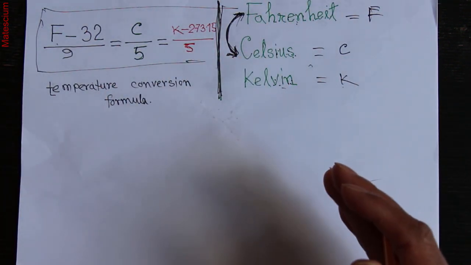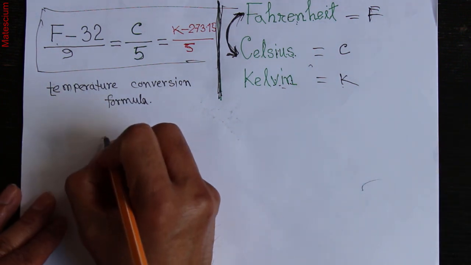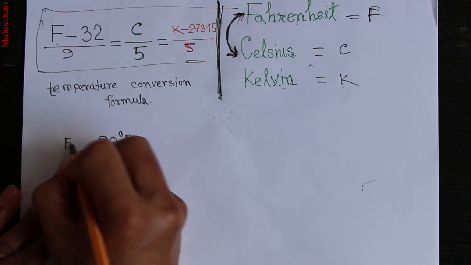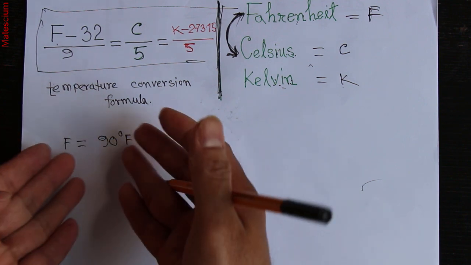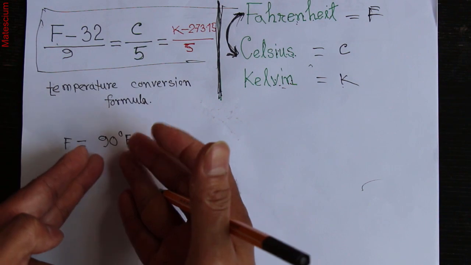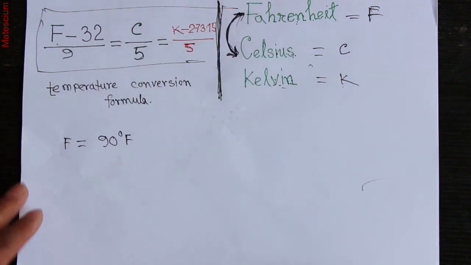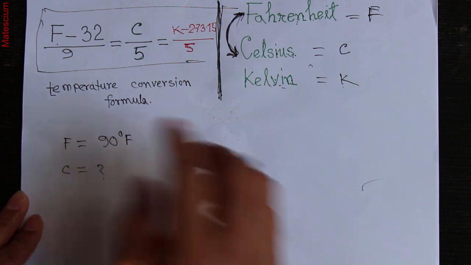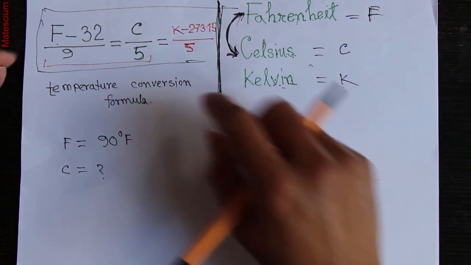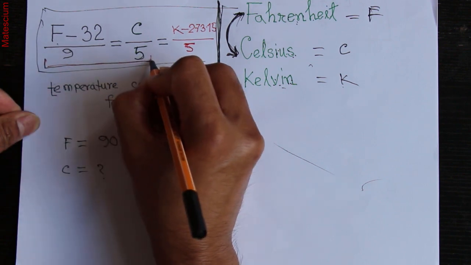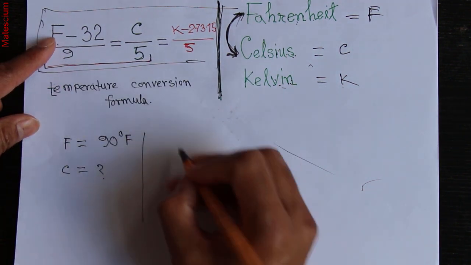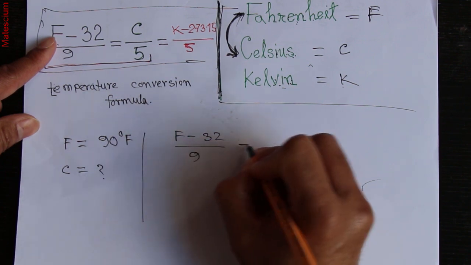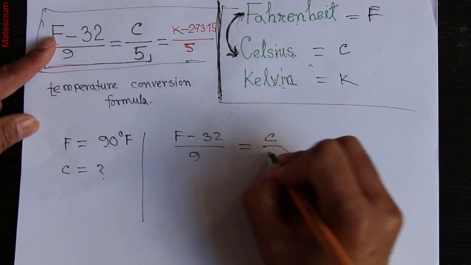You want proof, right? Let's say today's temperature is 90 degrees Fahrenheit. This is the scale, it's called Fahrenheit, F. So what is the equivalent of 90 degrees Fahrenheit in degrees Celsius? The question is how many degrees Celsius is 90 degrees Fahrenheit. That means we have to consider only this part of the formula. Write this part of the formula: (F minus 32) over 9 equals C over 5.